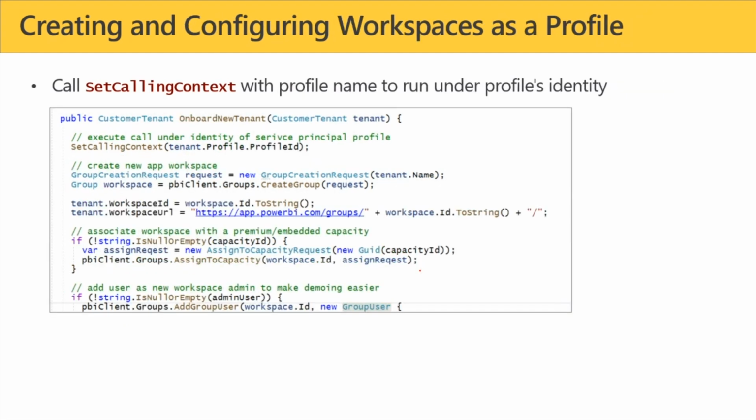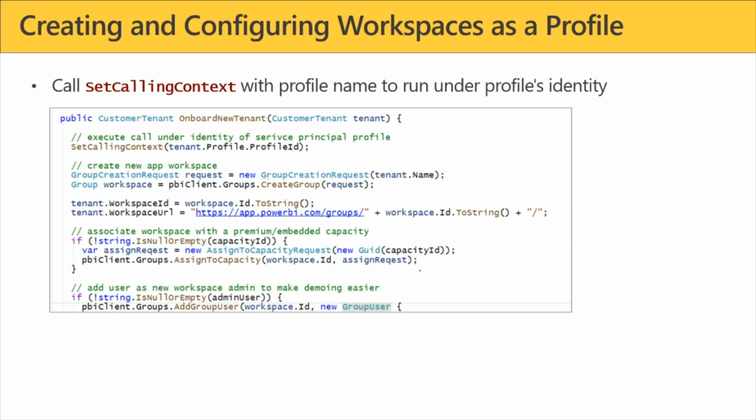Okay, but now let's say it's time to onboard a new client. So the idea is you will create a principal. Once you've created the principal, you've got the ID. So you can call set calling context and now start making calls under the identity of that profile.